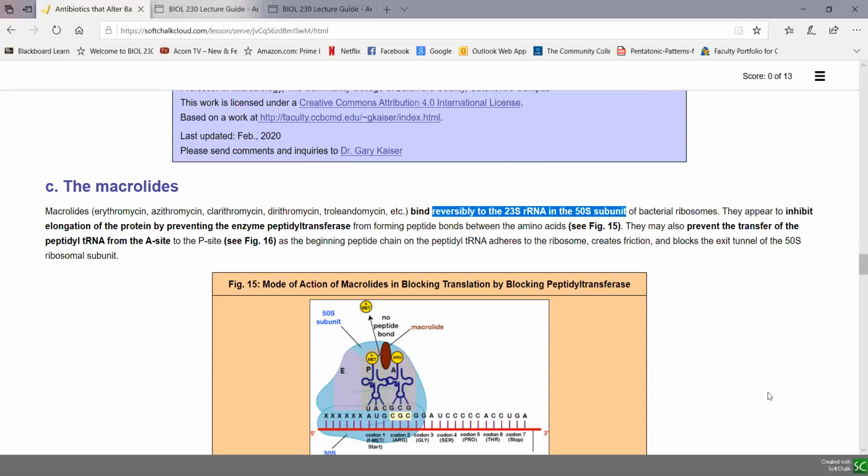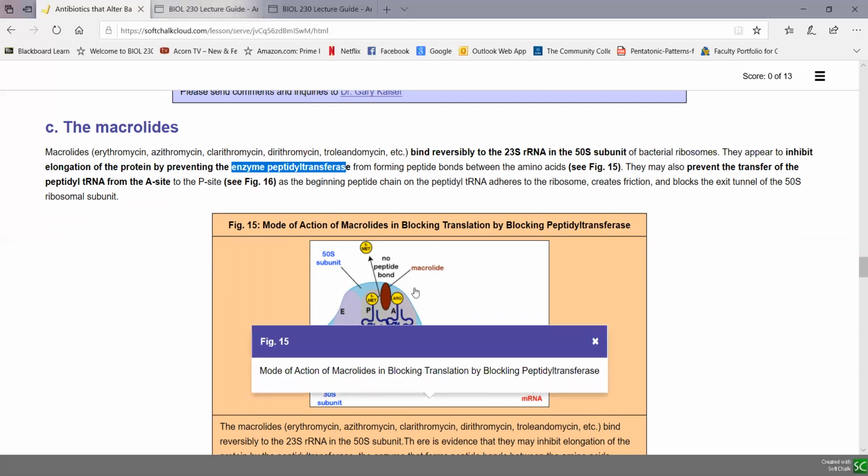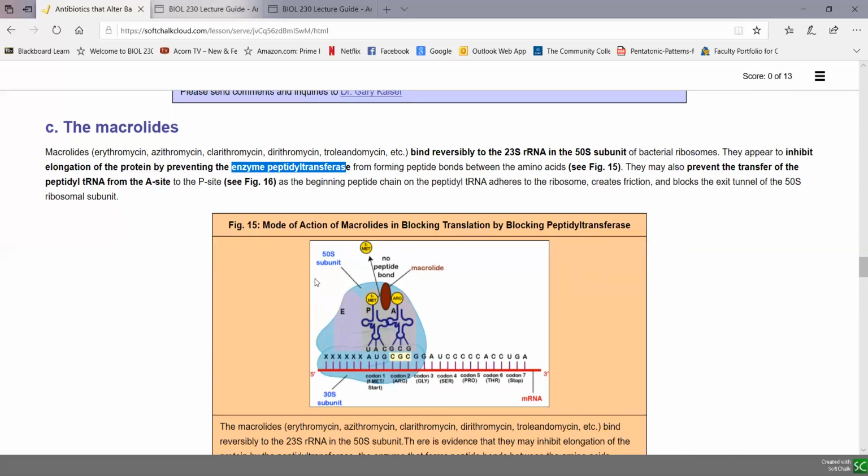And again, there's a couple of different proposed ways these work depending on the particular macrolide. One of the things they do is they bind to the enzyme peptidyltransferase. Now, this is one of the proteins in the bacterial 50S subunit of the ribosome, and it's the enzyme that forms the peptide bonds between the amino acids. As the amino acids are being transferred from the P to the A site, transferase forms a peptide bond between them. But the drug binds to that enzyme, and so no peptide bonds are formed.